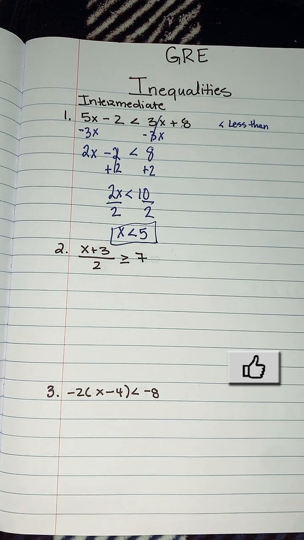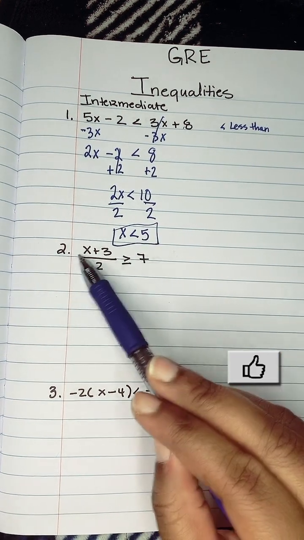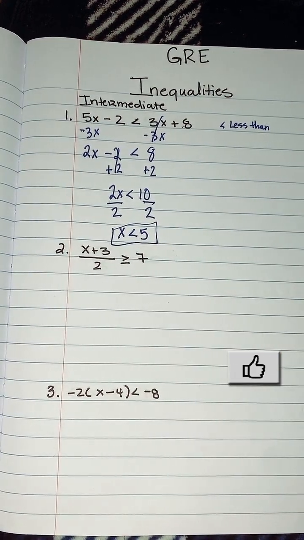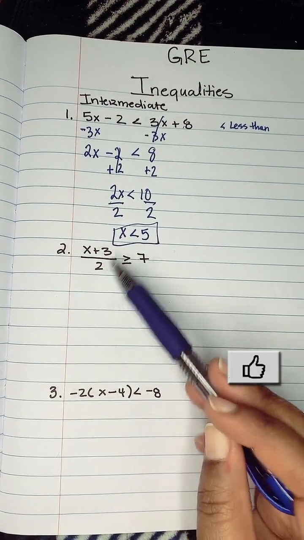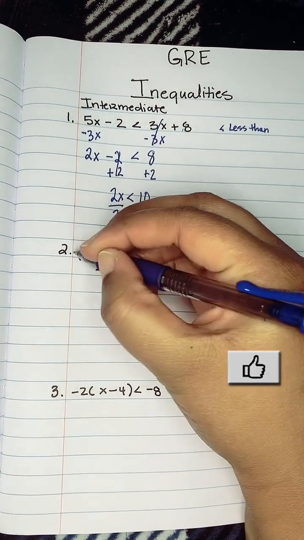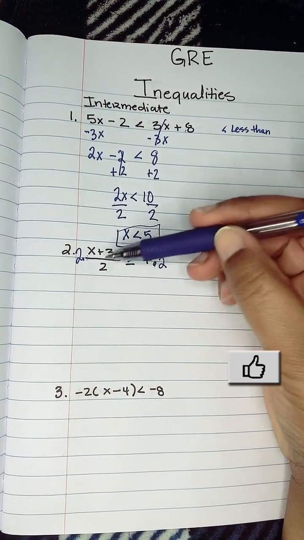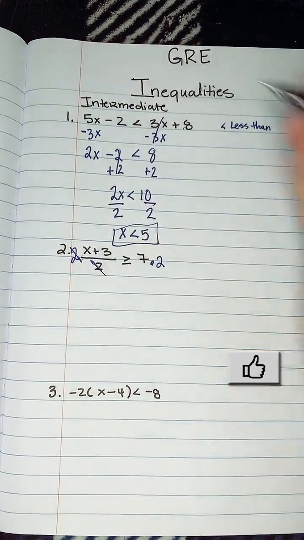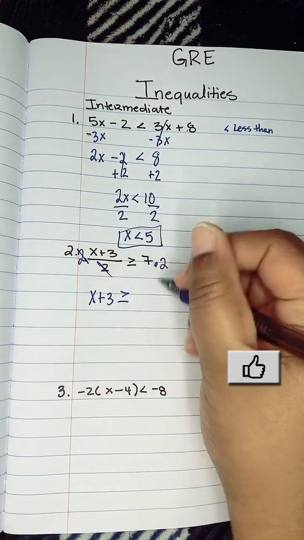So number 2. We want to get rid of this 2. And remember, this is division. So in order for us to get rid of it, we want to do the opposite of division, and we want to multiply both sides by 2, because we're undoing the division. So 2 divided by 2 cancels, and you're left with x plus 3 is greater than or equal to 7 times 2, which is 14.